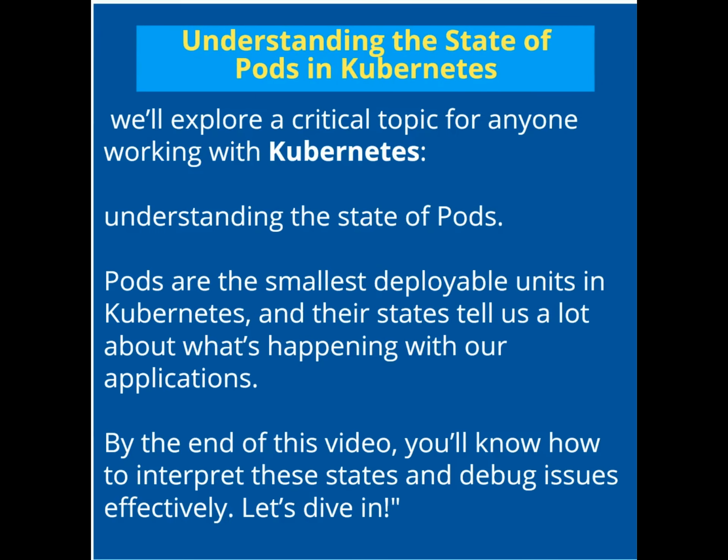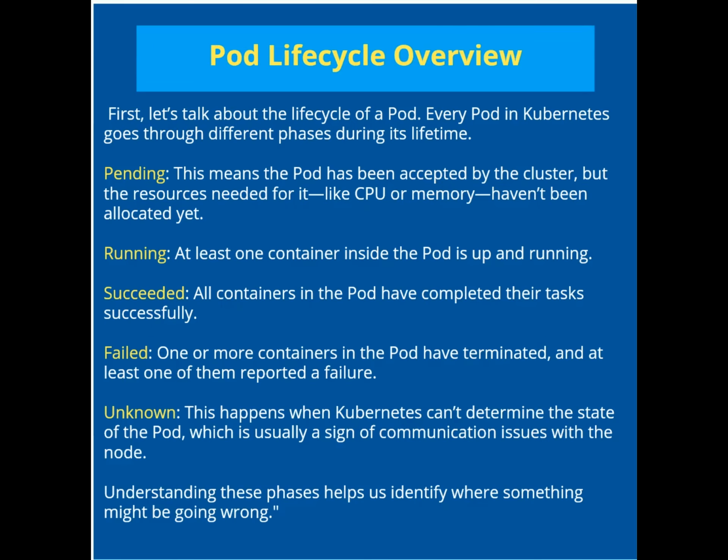In this video, we'll explore a critical topic for anyone working with Kubernetes: understanding the state of pods. Pods are the smallest deployable units in Kubernetes, and their states tell us a lot about what's happening with our applications. By the end of this video, you'll know how to interpret these states and debug issues effectively. Let's dive in. First, let's talk about the lifecycle of a pod.